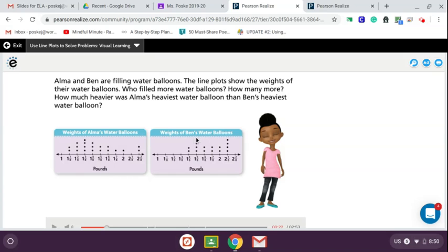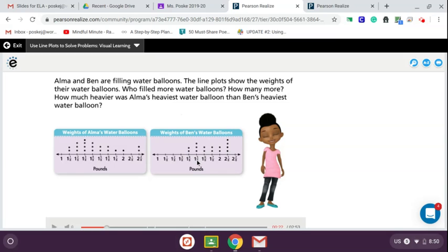Ben made some water balloons as well. He made 1, 2, 3, 4, 5, 6, 7, 8, 9, 10, 11, 12, 13, 14, 15. He only made 15, and Alma made 20. So you can maybe figure out who made more, who has more, and who has less. How many more, how many less. Think about that, because that's going to be one of the questions.